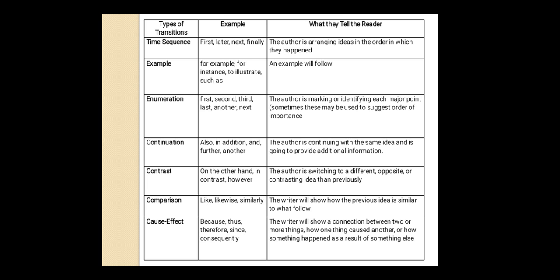And then this is cause and effect. Cause and effect is very common in text. There are because, thus, therefore, consequently. The writer will show a connection between two or more things: how one thing causes another, or how something happened as a result of something else.